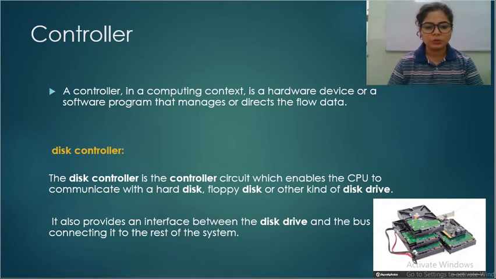So the very first controller is the disk controller. So what is a disk controller? A disk controller is the controller circuit which enables the CPU to communicate with the hard disk, floppy disk and other kinds of disk drives. It also provides an interface between the disk drive and the bus, connecting it to the rest of the system. So this is an example of a disk controller.